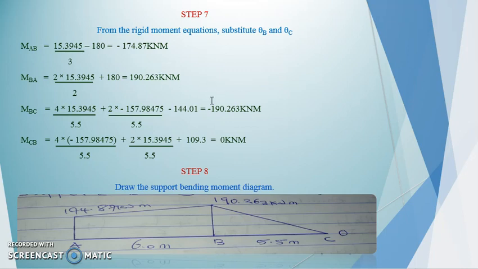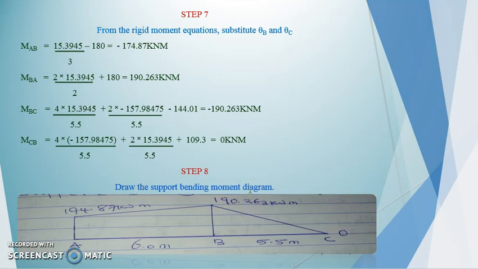This is where the equation of continuity works well. You know, we said that a moment about that point is 0. So if you actually sum the positive of this and the negative of this, it will give you the 0. Now MCB, if you substitute, you get 0 kilonewton meter.